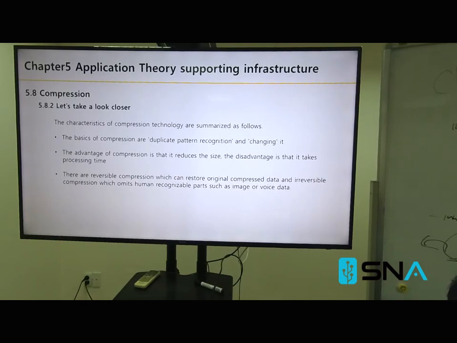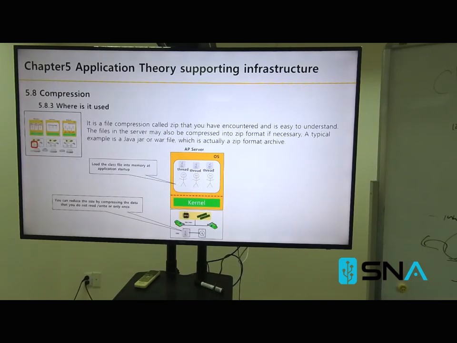Someone said to me that time is reversible or irreversible. If we discuss it, we cannot go back. So when using compression, always consider how to compress. Anyway, where is it used?